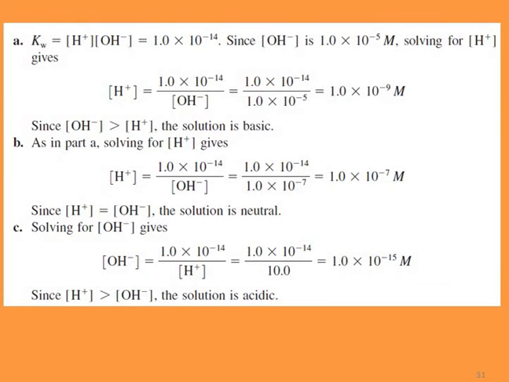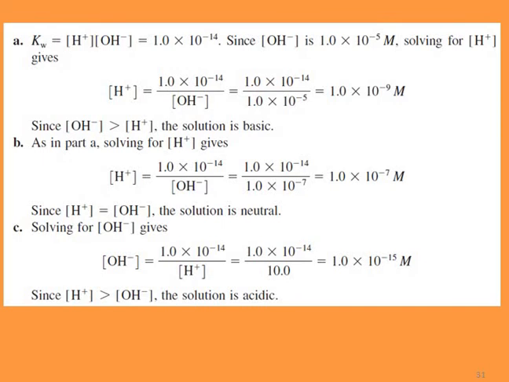Part C, the concentration of proton this time is 10. So we need to find out the concentration of OH minus or hydroxide ion. So it will be 10 to the power of negative 14 divided by 10, which makes it 10 to the power of negative 15. So as you see here, the concentration of hydroxide ion is much less than the concentration of proton. So we are dealing with a highly acidic solution.